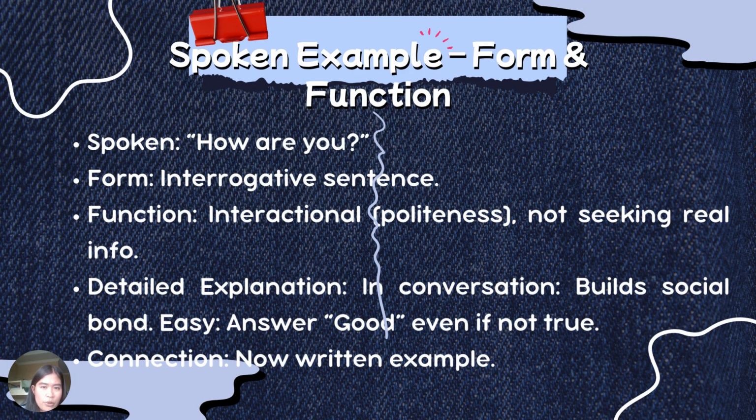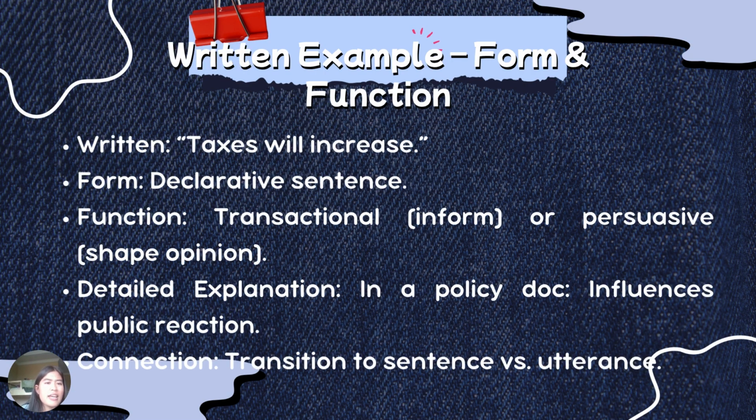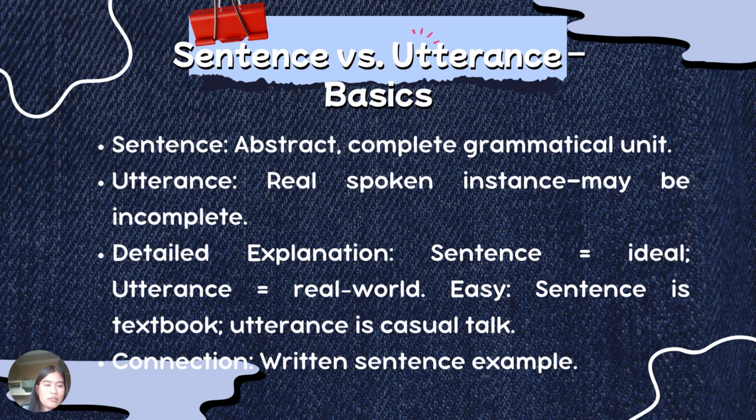So the example of spoken form and function. The example spoken: how are you? The form is an interrogative sentence, right? The function is interaction and politeness, not seeking real information. In conversation, it builds social bond; an easy answer is good, even if it's not true. The next is taxes will increase. The form is a declarative sentence. The function is informational or persuasive, applied to influence public opinion.